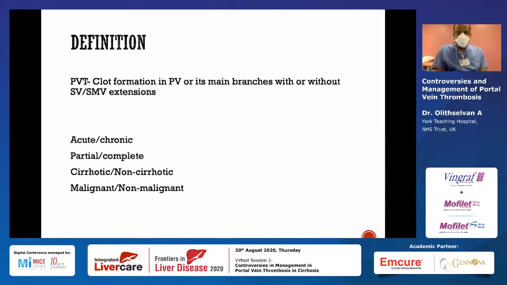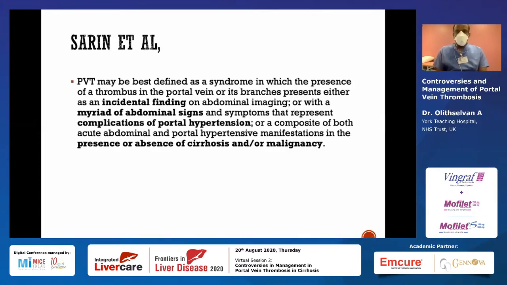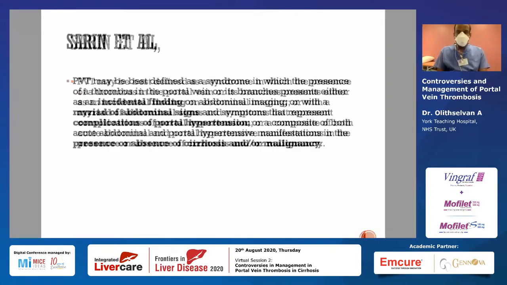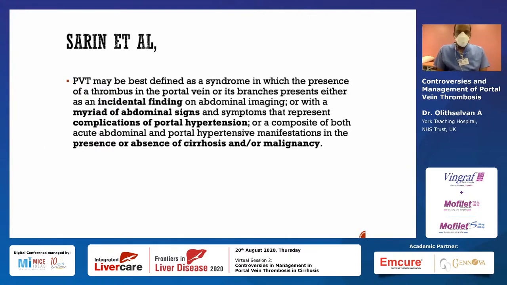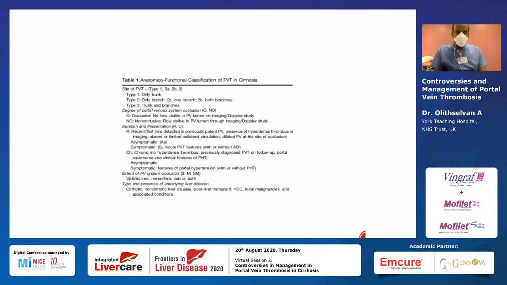Now, if you say malignant, it strictly doesn't come under the category of portal vein thrombosis, because malignant generally means an invasion of the tumor by itself. If you look at the more complex definition, then the one by Sarin et al. puts in how the portal vein thrombosis presents, what signs occur, and also the background. So this is a more complete definition of portal vein thrombosis. You also have the anatomical functional classification, published by Prashant and the Paul Bruce group, but this is again more to do with the transplant setting.